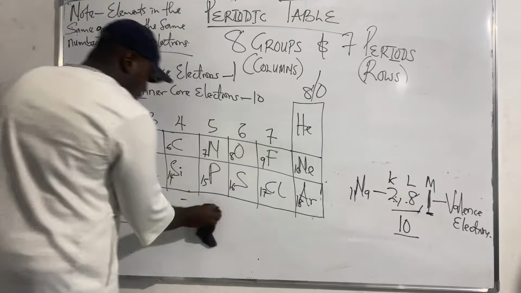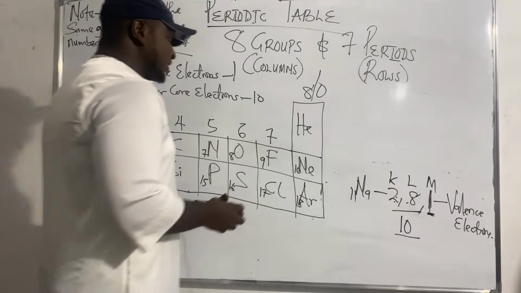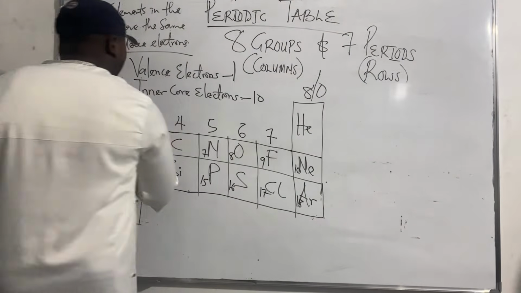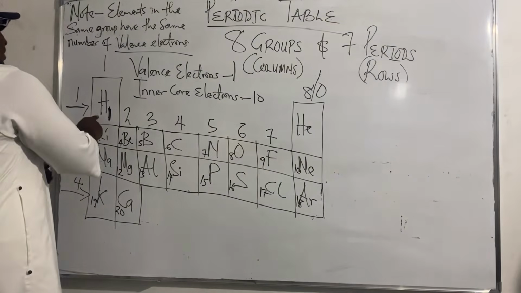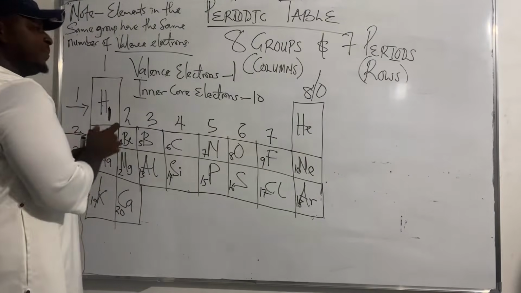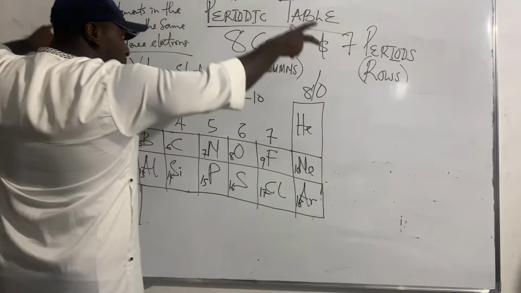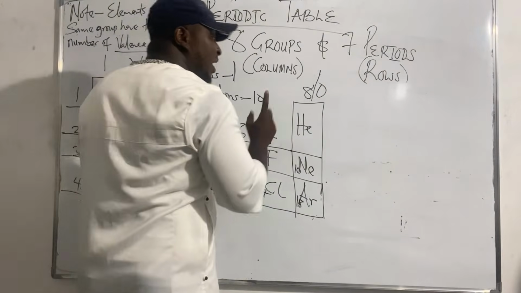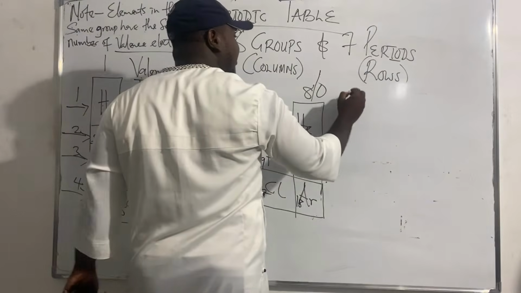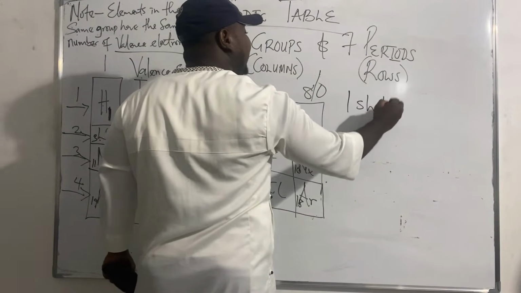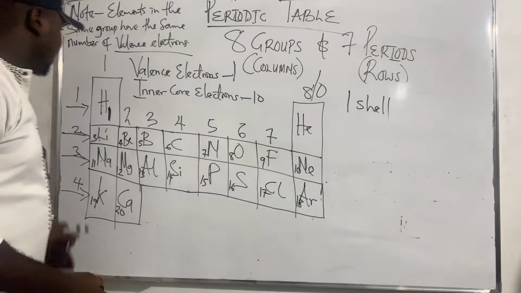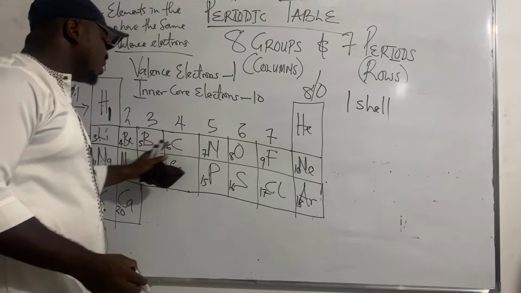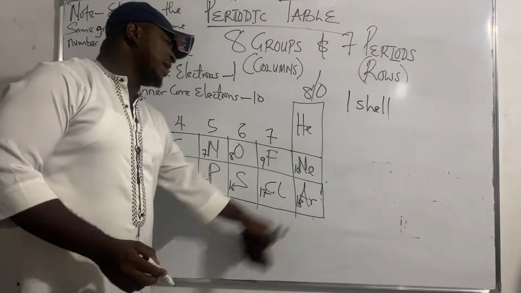Class, the next thing we need to look at is the other statement we made, that every element in the same period has the same number of shells. Class, look at period 1. There are only 2 elements in period 1, hydrogen and helium. Period 1 has only 1 shell. If you are in period 1, you have only 1 shell. If you are in period 2, you have 2 shells. Everybody in period 2, lithium, beryllium, boron, carbon, nitrogen, oxygen, fluorine, neon, has 2 shells.